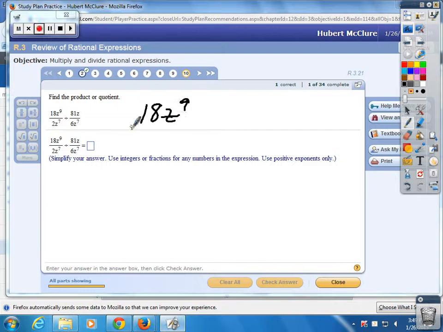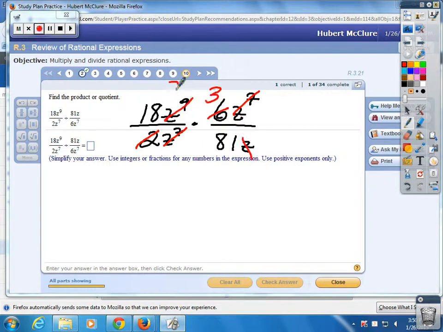All right, 18z to the 9th over 2z to the 7th times 6z to the 7th over 81z. Now, what happens to the z to the 7th? They cancel out. 2 will go into 6 how many times? 3. This z will cancel with this z and leave z to the 8th. And 2 will go into 18 nine times, and 2 will go into this guy 4 times, right? And 9 times 3 is what?